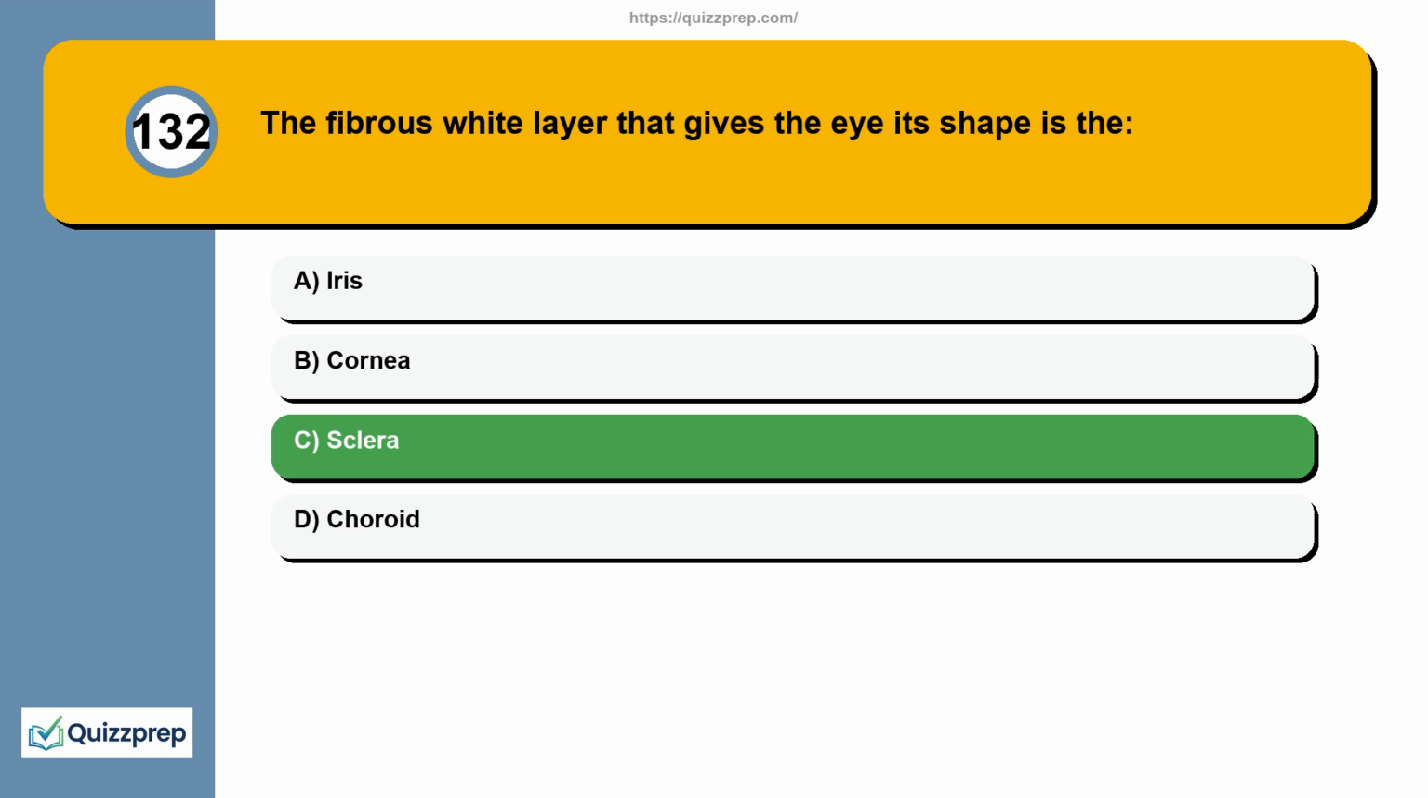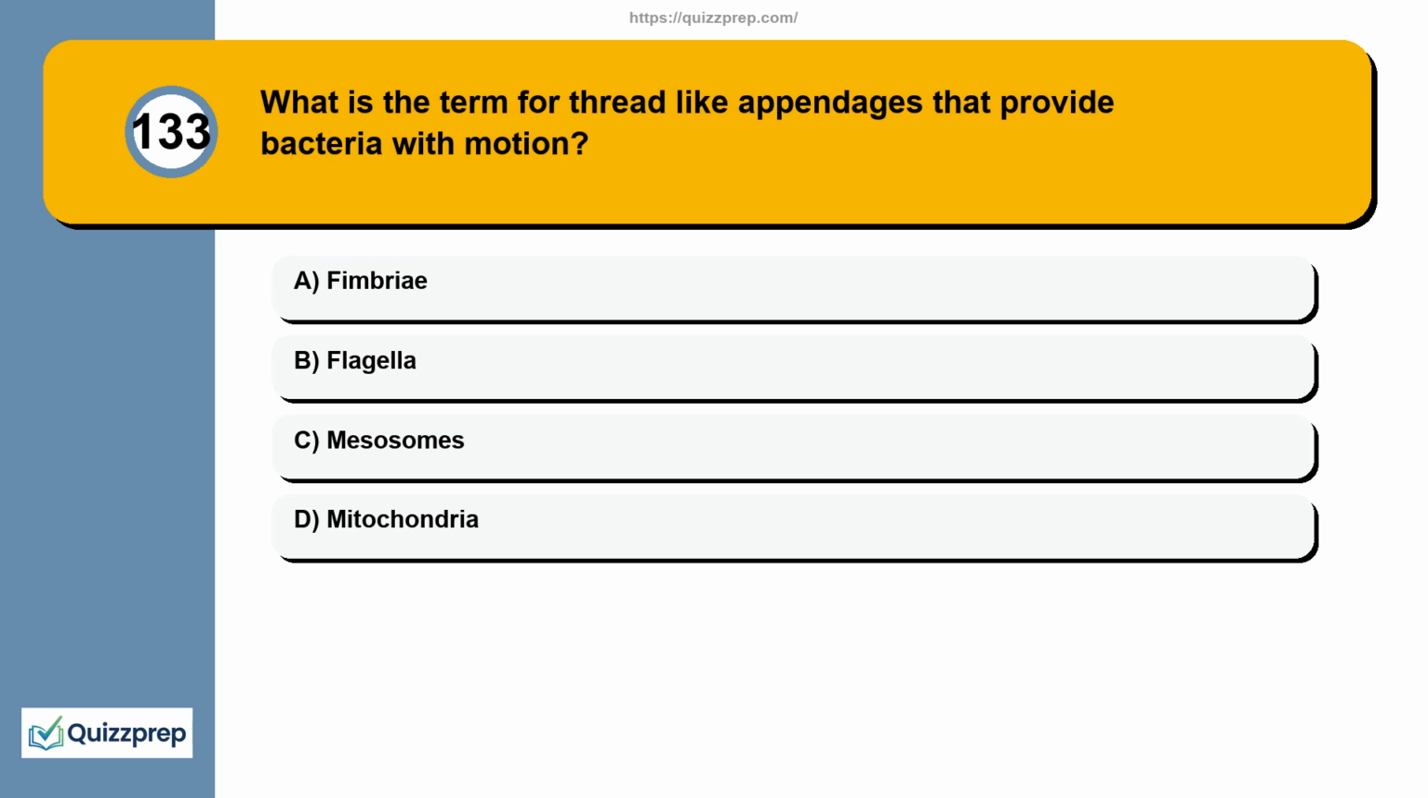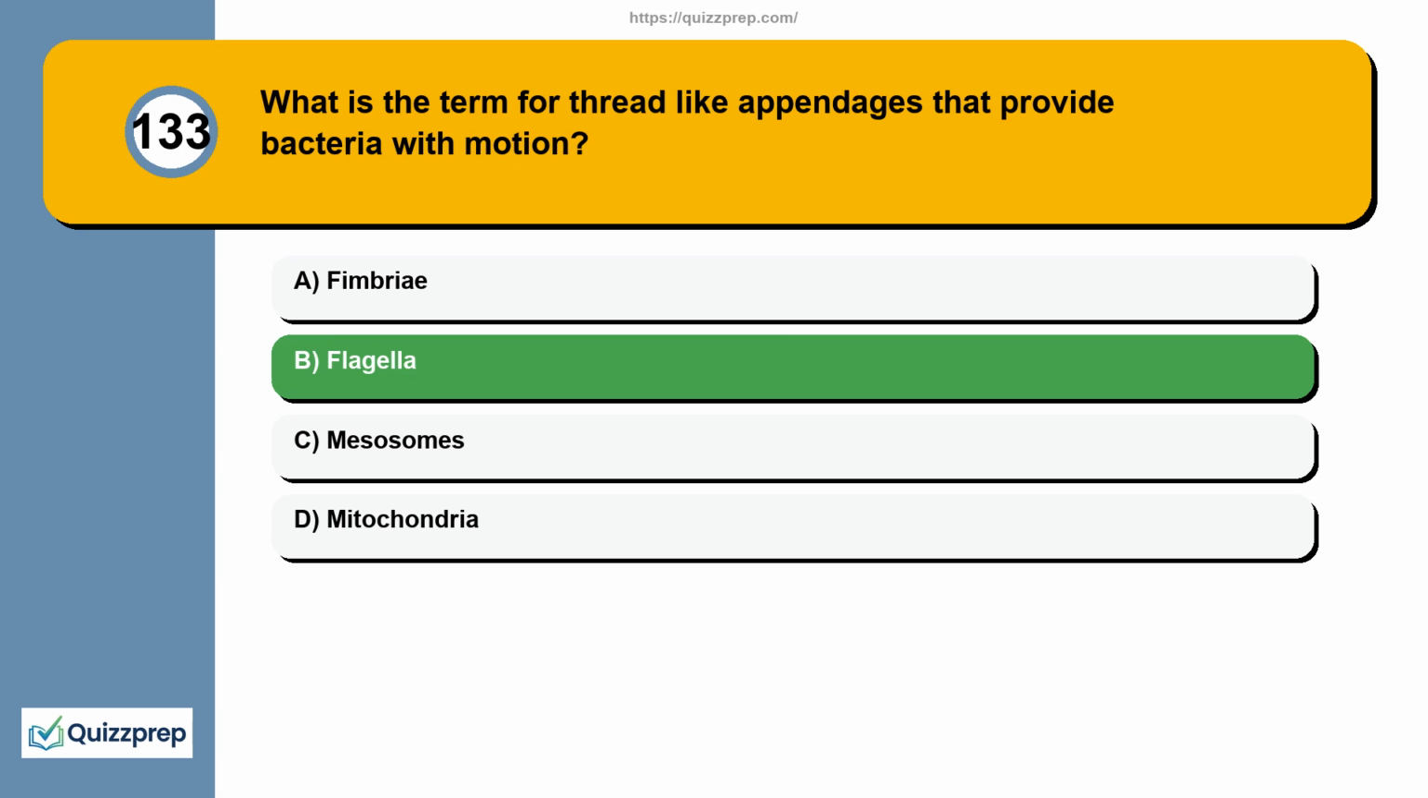The correct answer is option C, sclera. Question 133. What is the term for thread-like appendages that provide bacteria with motion? Option A, fimbriae. Option B, flagella. Option C, mesosomes. Option D, mitochondria. The correct answer is option B, flagella.